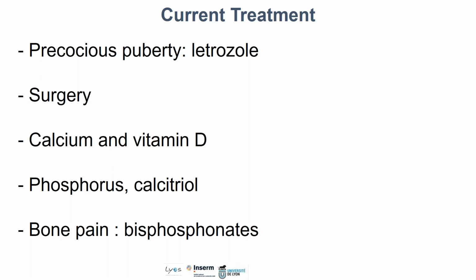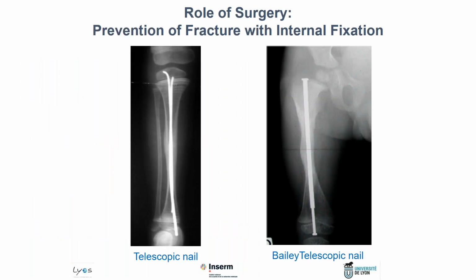Surgery, maybe preventive surgery or curative surgery if there's a fracture, and I will get into detail later on. Calcium and vitamin D is a sort of prerequisite in those patients, because we want to limit the risk of osteomalacia and secondary hypoparathyroidism that aggravate the basic lesions. Phosphorus and calcitriol are important in those who have renal phosphate wasting. And bone pain has been treated by bisphosphonates for decades, and we'll also get into greater detail.